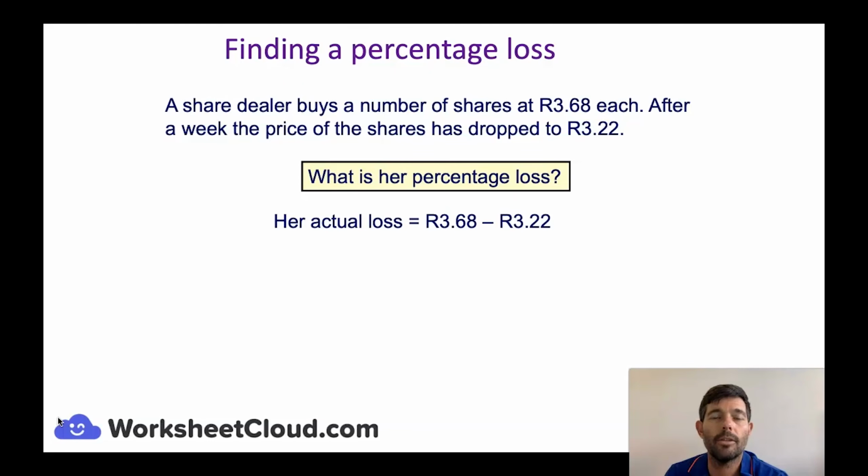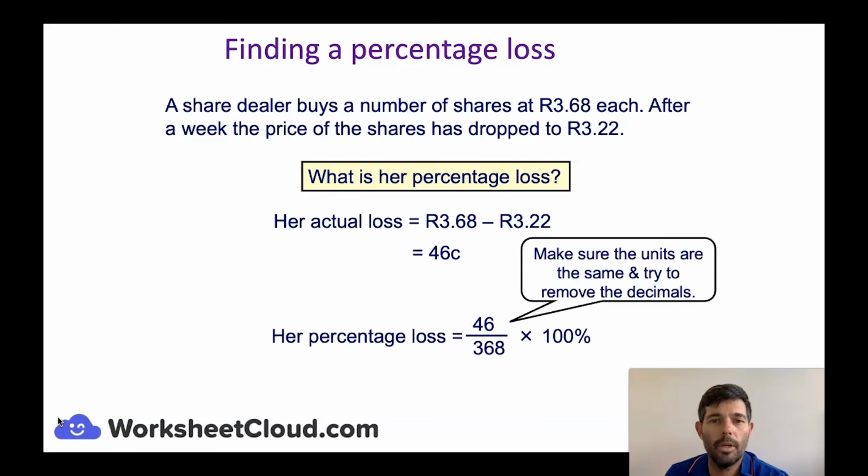After a week, the price of the shares has dropped to 3 Rand 22. What is her percentage loss? So you calculate the actual loss, which is 46 cents. Put that 46 cents over the original amount, 3 Rand 68. You can see there that we've removed the decimals, so we've converted the 3 Rand 68 into cents.